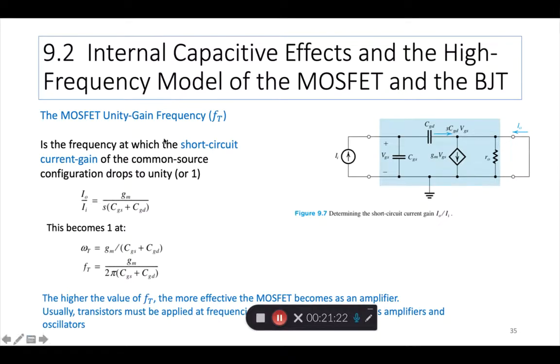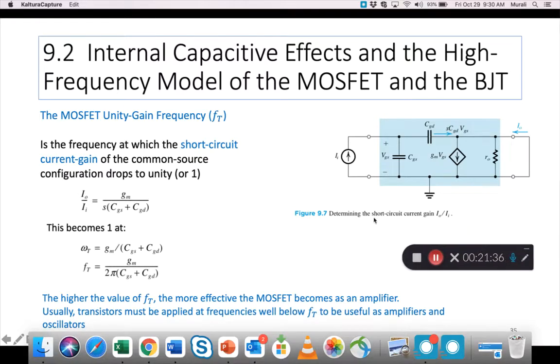Another important factor to remember is something called MOSFET unity gain frequency. This is the frequency at which the short circuit gain of the common source configuration drops to unity or 1. So this is a property of the MOSFET. The higher the value of Ft, the more effective the MOSFET becomes as an amplifier. Usually transistors must be applied at frequencies well below Ft to be useful as amplifiers and oscillators.